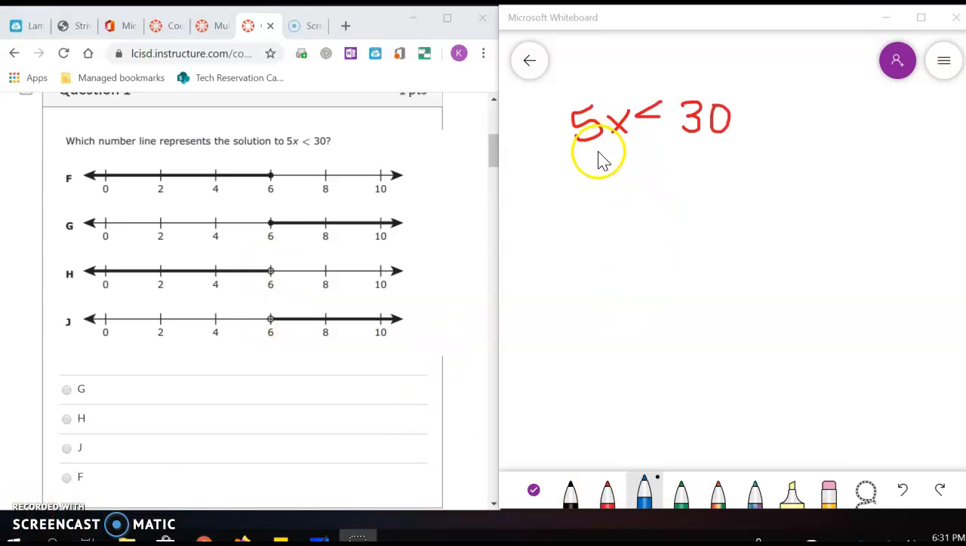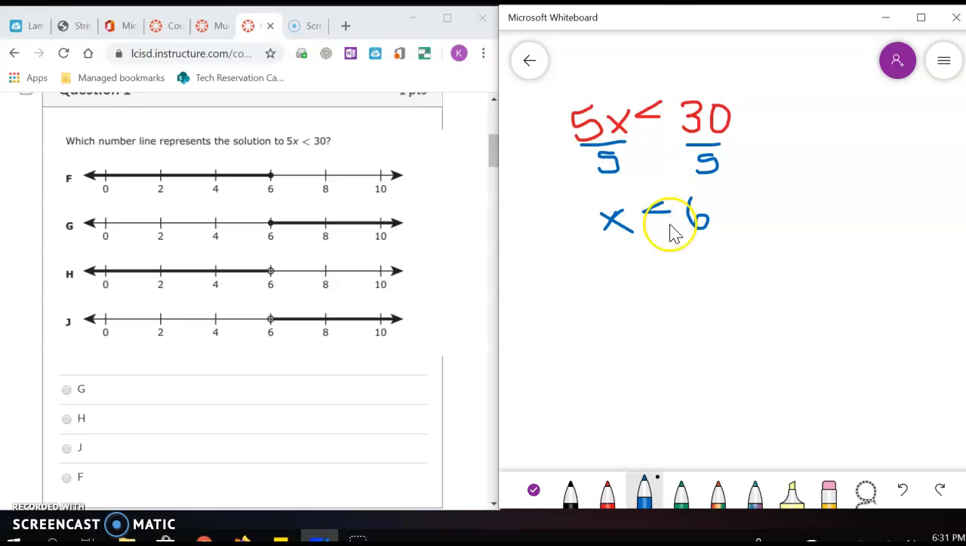Now that we've narrowed it down, we need to solve the inequality to see which way the arrow needs to go. So we're trying to get x by itself, just like when we would solve an equation. Right now, it's 5 times x is less than 30. Since it's multiplication, we're going to do the opposite and divide by 5. So that becomes x is less than 6 because 30 divided by 5 is 6.